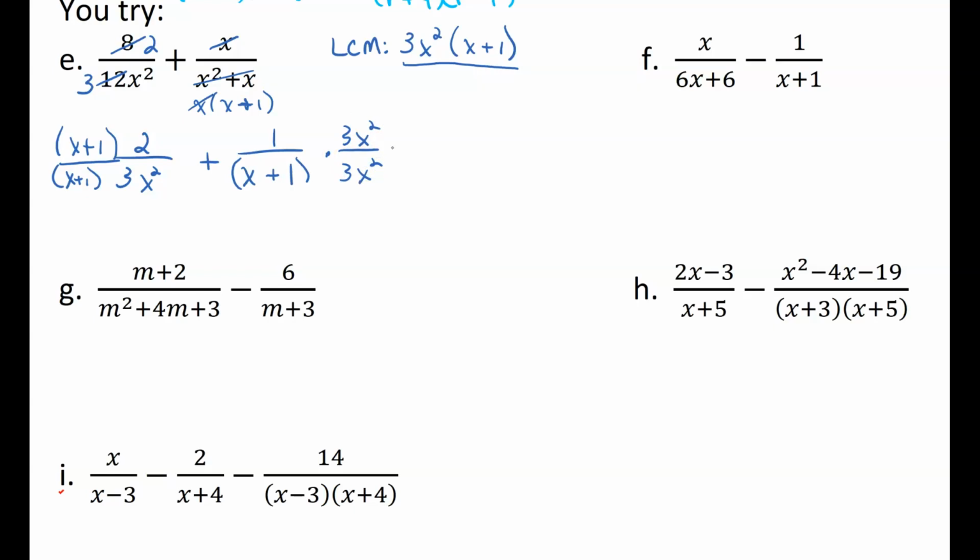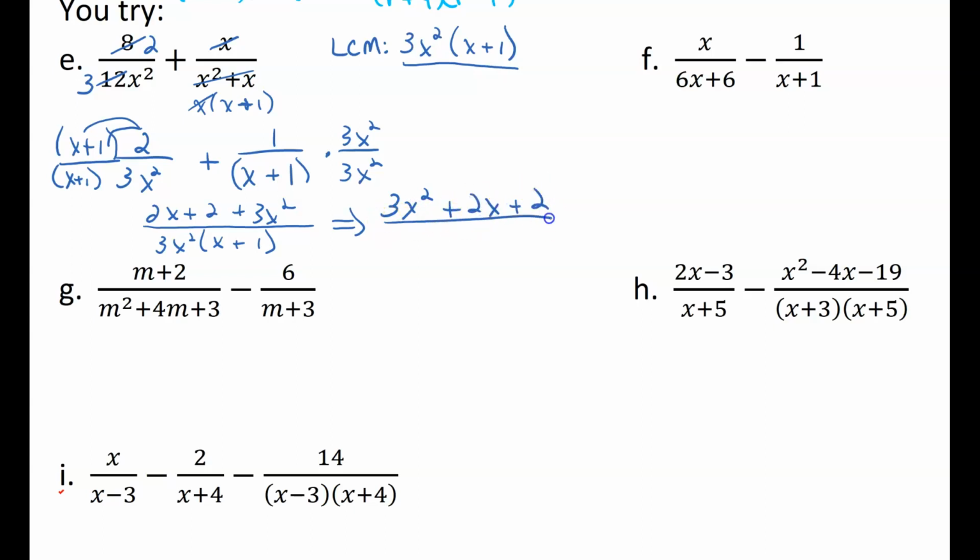Okay. So then, distributing this one over here, I get 2x plus 2, and then just plus the 3x squared because now my denominators are the same. And I'm not going to multiply my denominators through. I'm going to keep them in their factored form. So this is correct, but it's not the nicest form because what's the term we usually put in the front? Largest. The highest degree term. So that's the only thing I'm going to do, just rearrange. So 3x squared plus 2x plus 2 all over 3x squared times x plus 1.